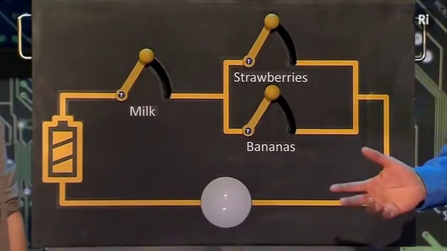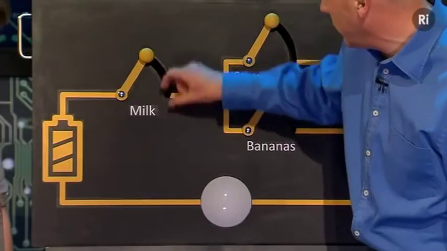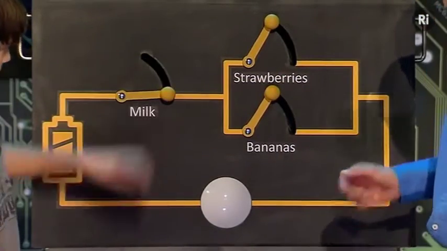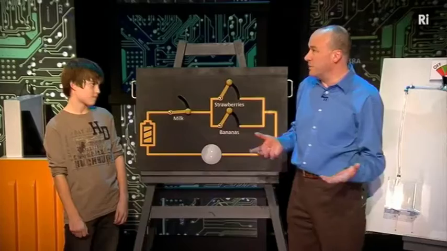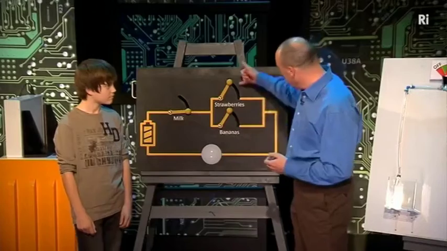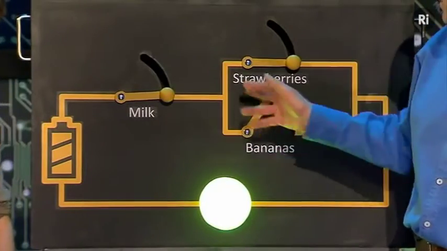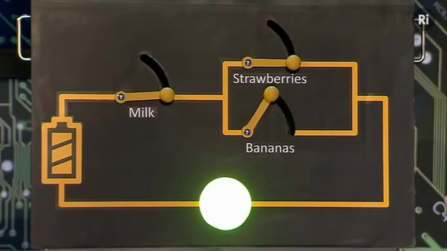Now, to make a milkshake, obviously we need milk. So what I'd like you to do is to close this switch by moving that lever down. Okay? Now, the light hasn't come on, so obviously we don't have enough ingredients yet. So let's suppose we also have some strawberries. So would you like to close that switch? Okay, and the light comes on. So if we have milk and strawberries, we can make a strawberry milkshake.